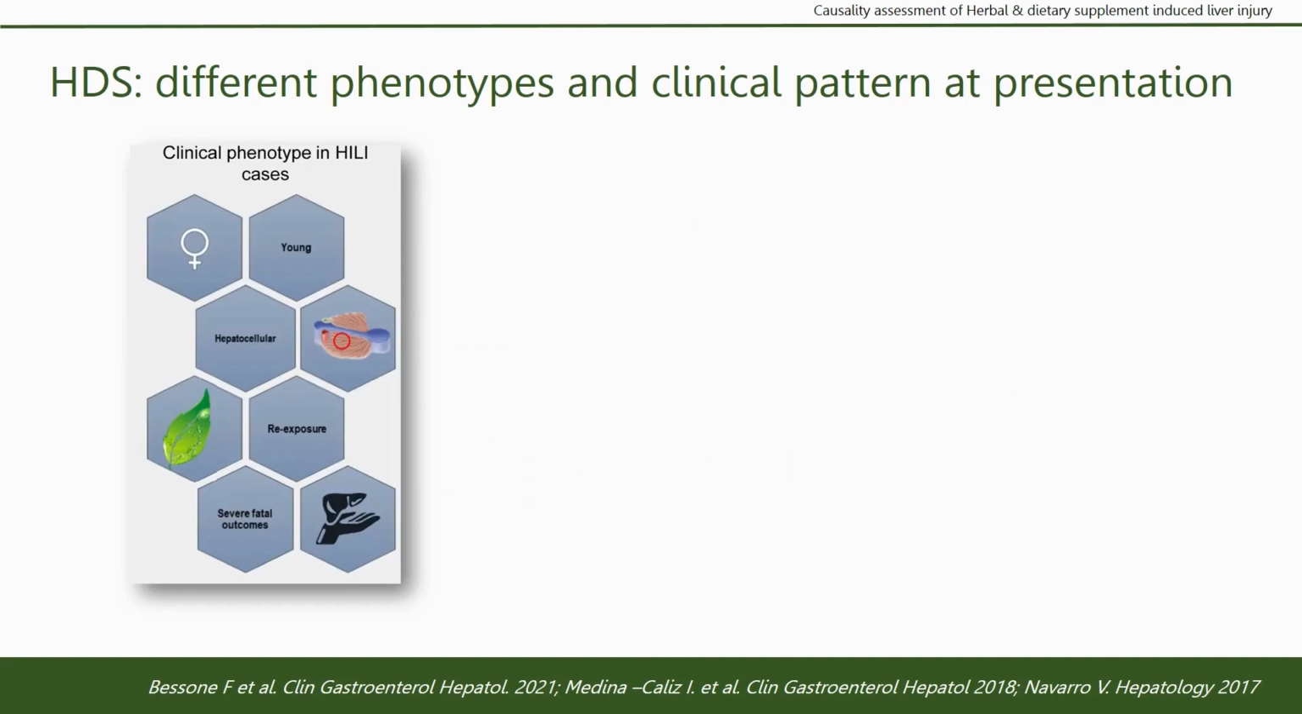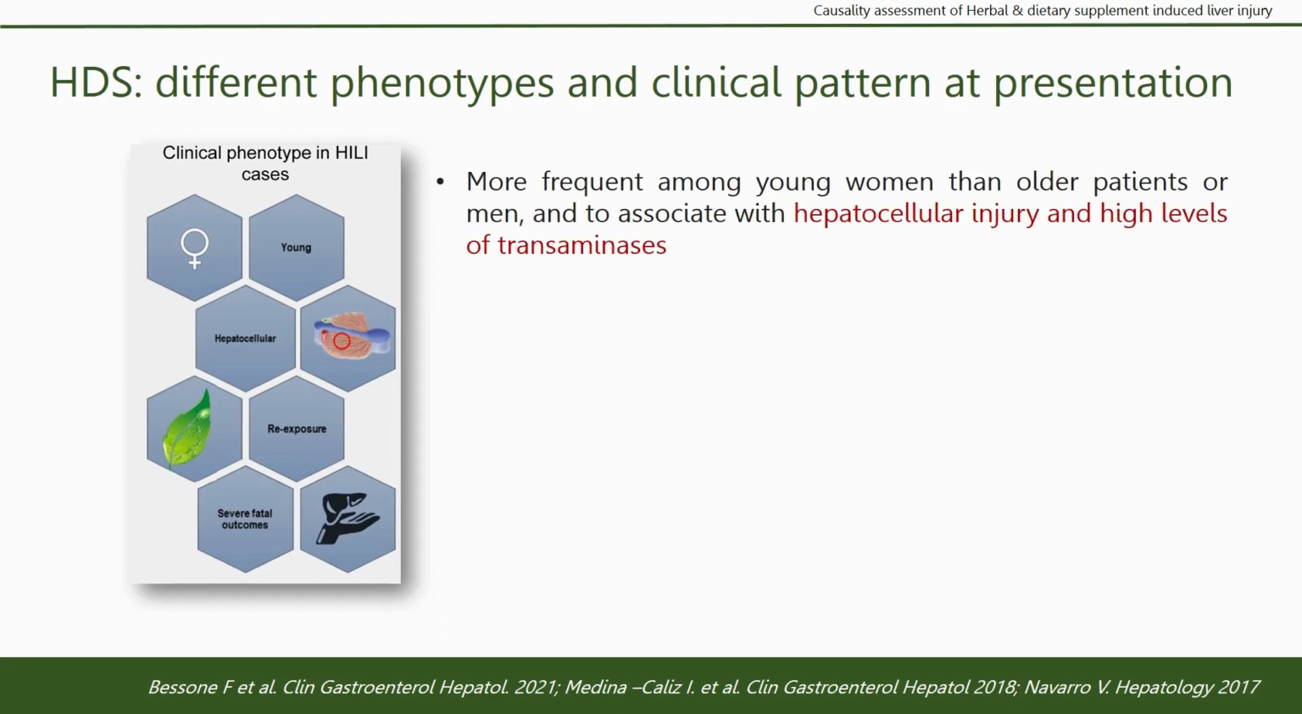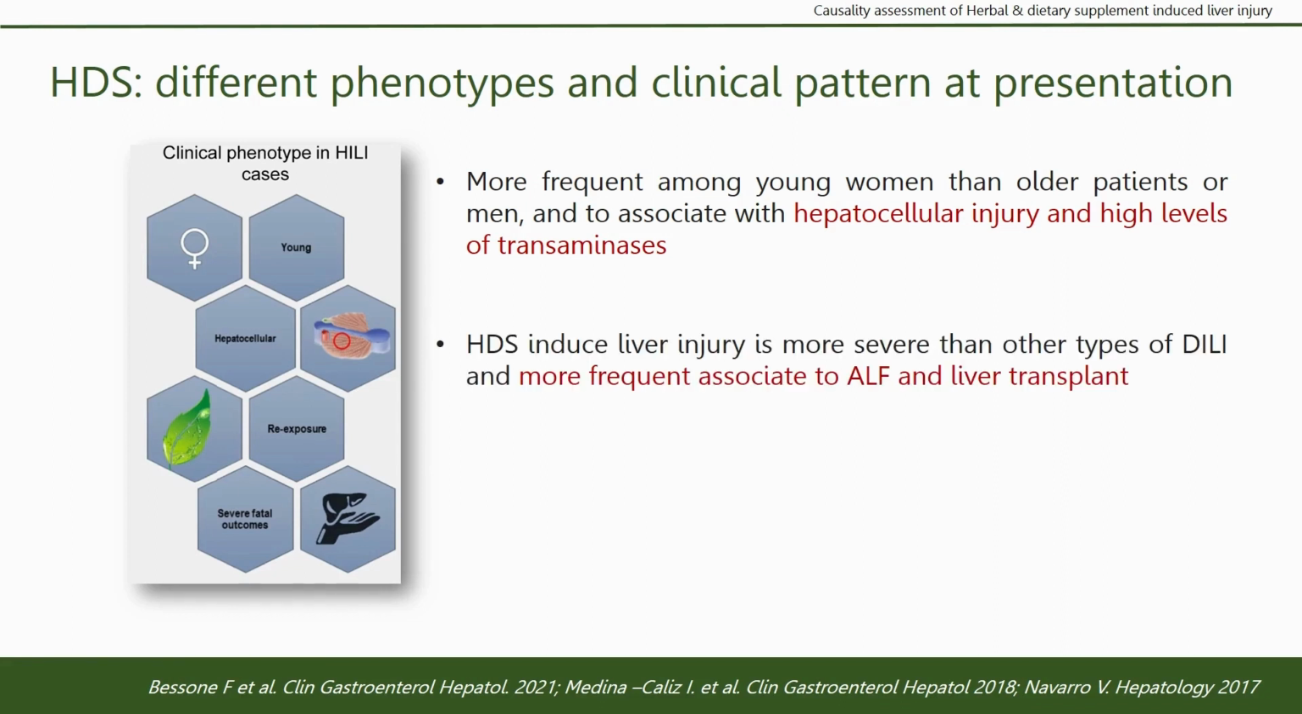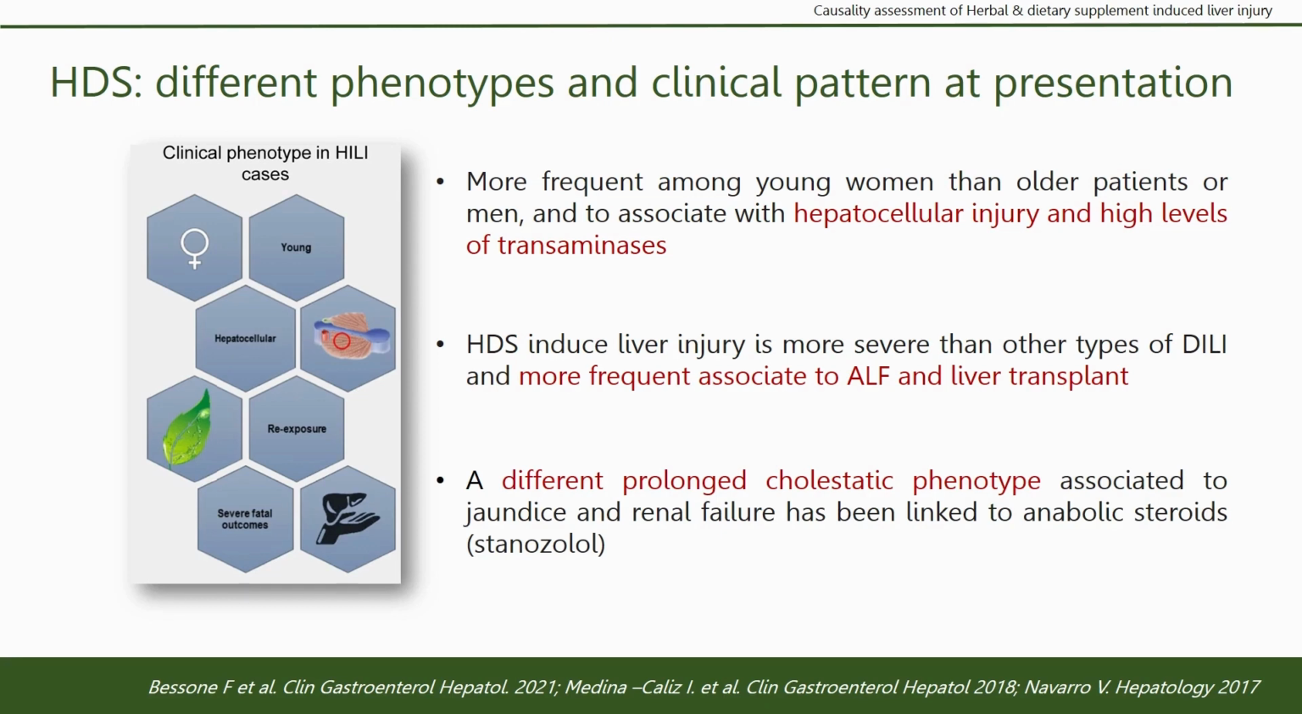We should be aware of the typical clinical presentation of severe DILI, characterized by younger people with a female predominance and an acute hepatocellular injury with markedly elevated aminotransferases and bilirubin. Severe DILI is prone to non-intentional rechallenge and a greater risk of death or need for liver transplant. We have a different phenotype associated with jaundice and renal failure that has been linked to anabolic steroids, and stanozolol is the best example of that.